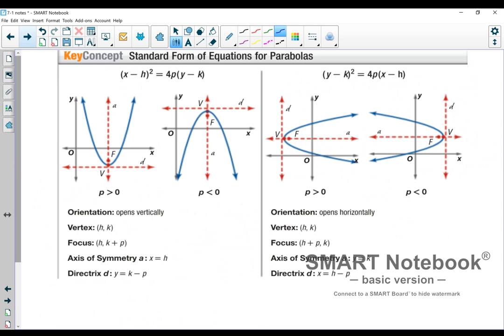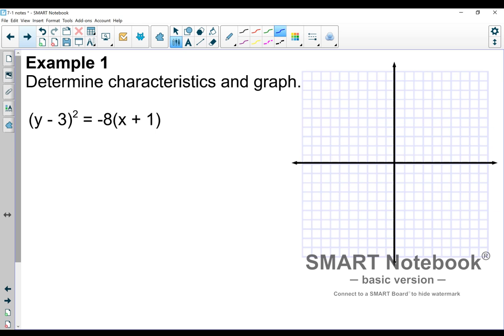So this is what they give in your textbook. It's just basically what we went through, but it is there for reference. And in example 1, we're going to actually go through and practice this graphing.